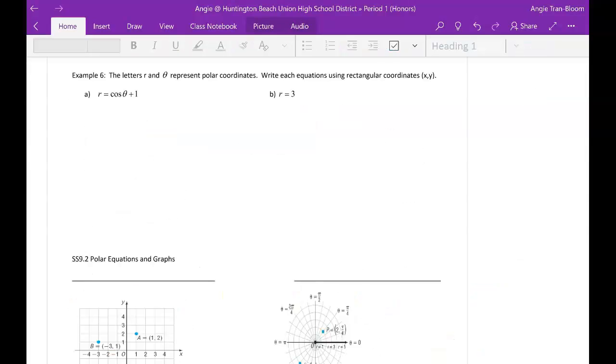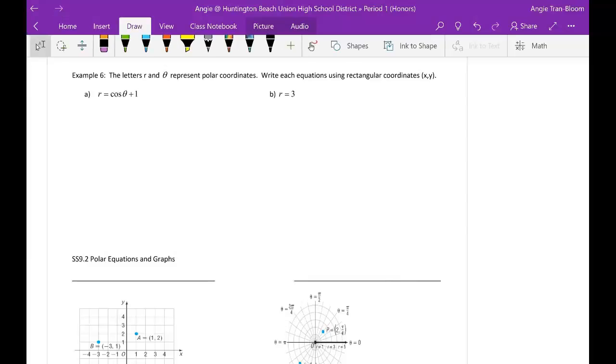Hi class, this video is for 9.1, example 6. Example 6, the letters r and theta represent polar coordinates. Write each equation using rectangular coordinates, which is x comma y.